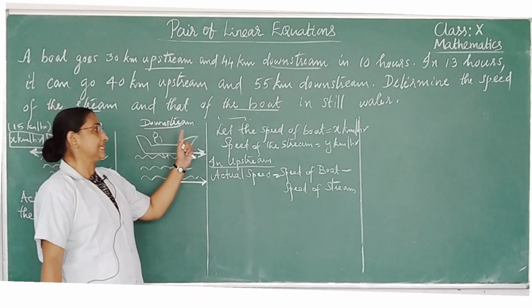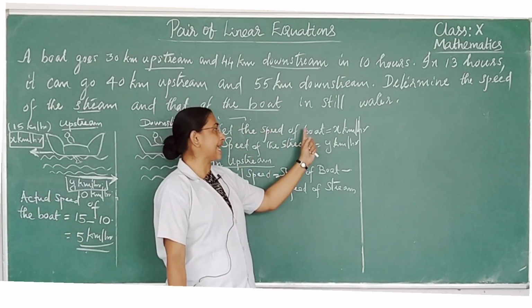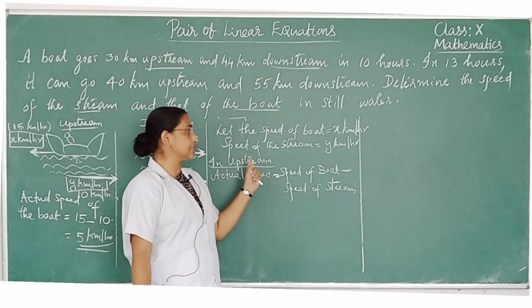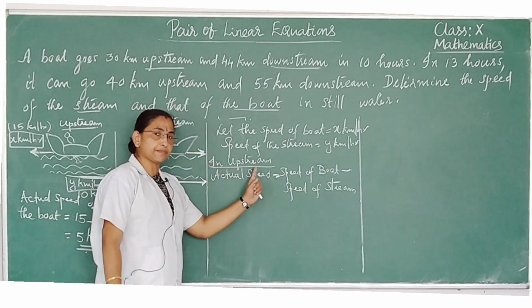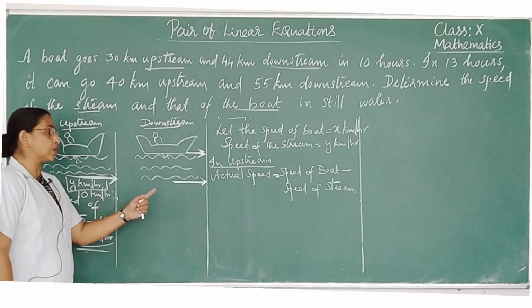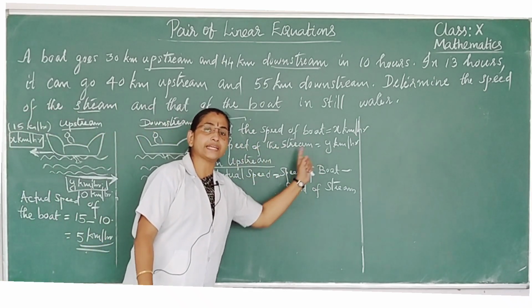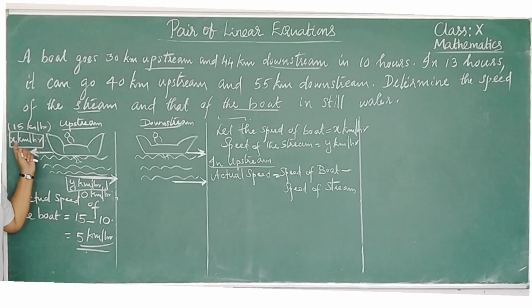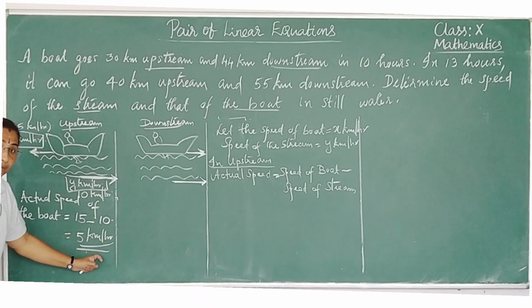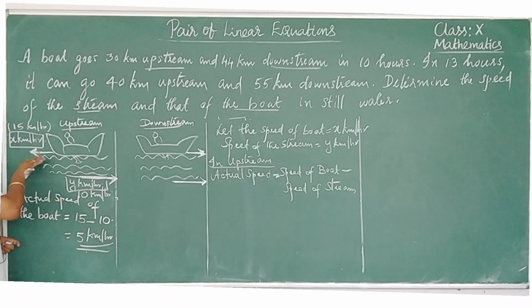Okay, so let us take the speed of the boat as x km per hour and the speed of the stream as y km per hour. Remember, in the upstream direction, the actual speed will be equal to the speed of the boat minus the speed of the stream. Why? Because even though the boat is moving with 15 km per hour, the actual speed will be 5 km per hour only, because the stream is moving with a speed of 10 km per hour.